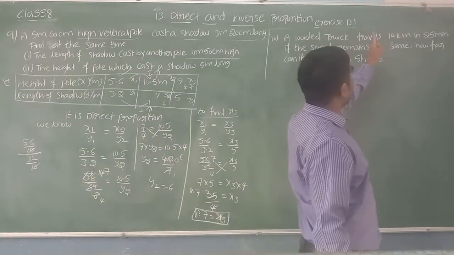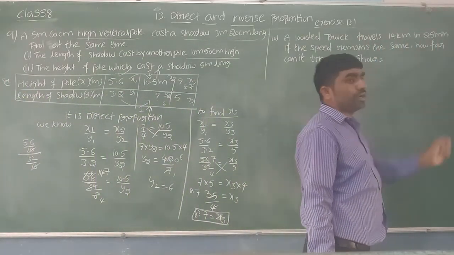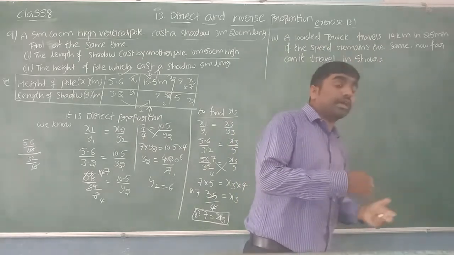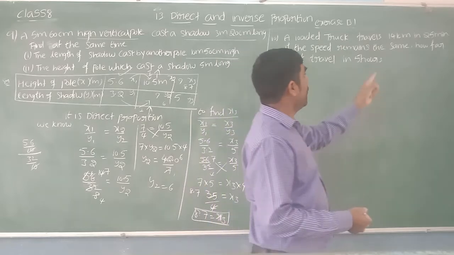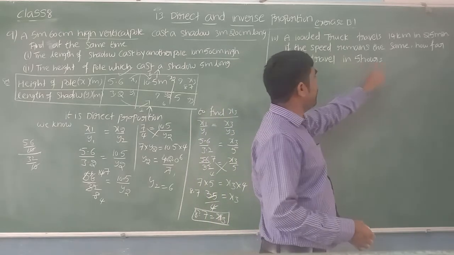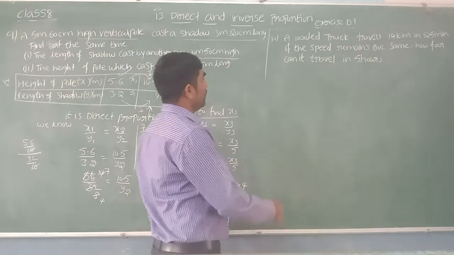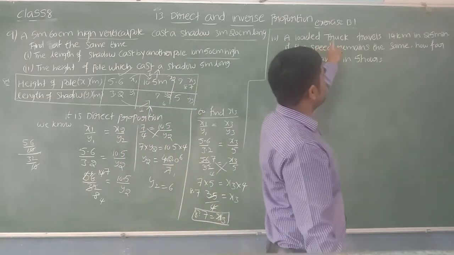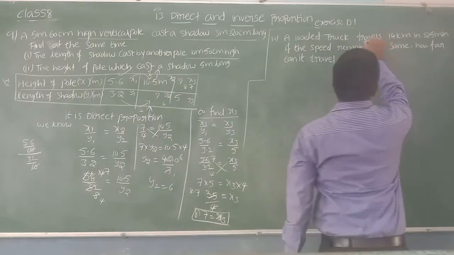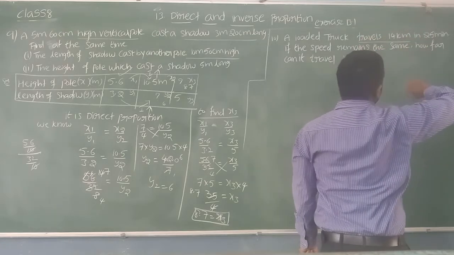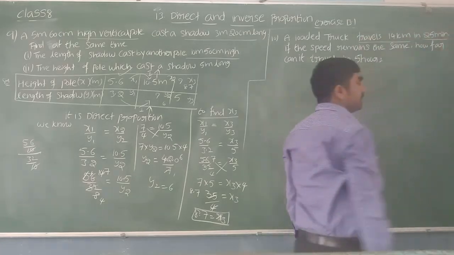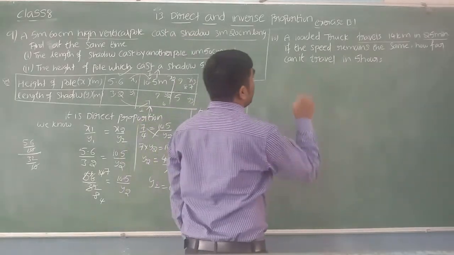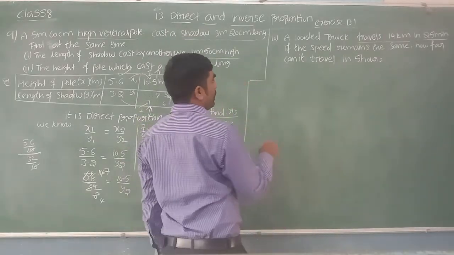A loaded truck travels 14 km in 25 minutes. If the truck is maintaining the same speed, how far can it travel in 5 hours? Here the two quantities are distance, 14 kilometers, and time, 25 minutes. The comparison is going on between distance traveled by the truck and time taken.